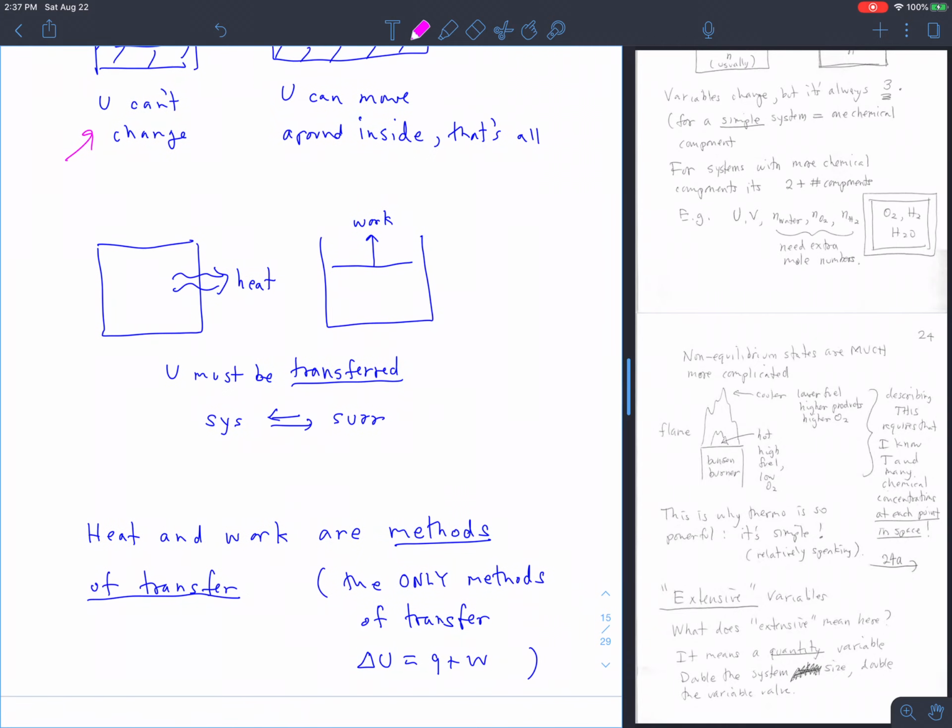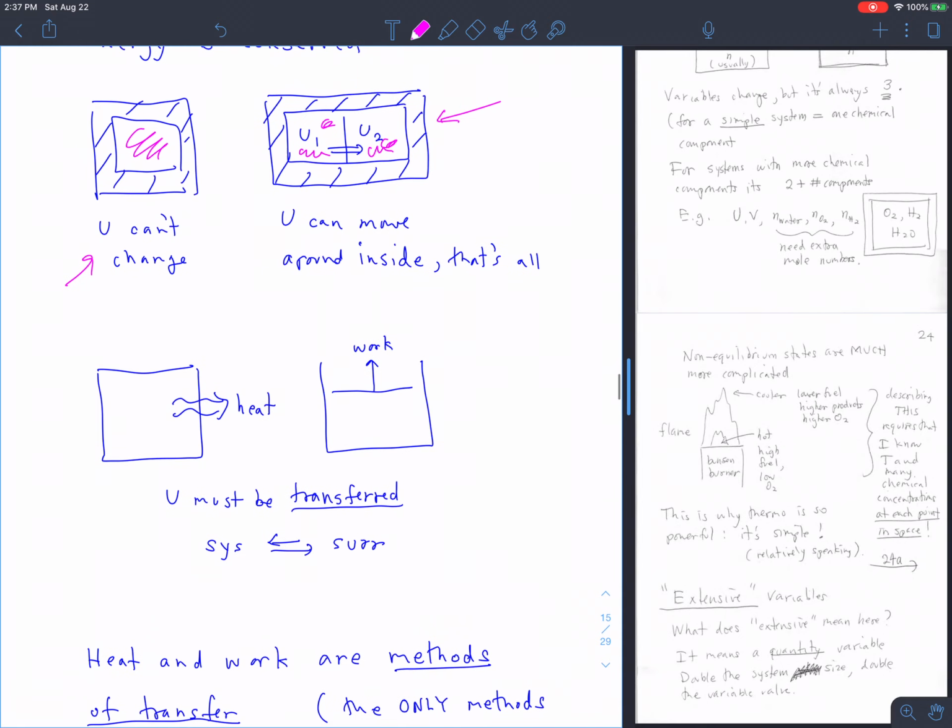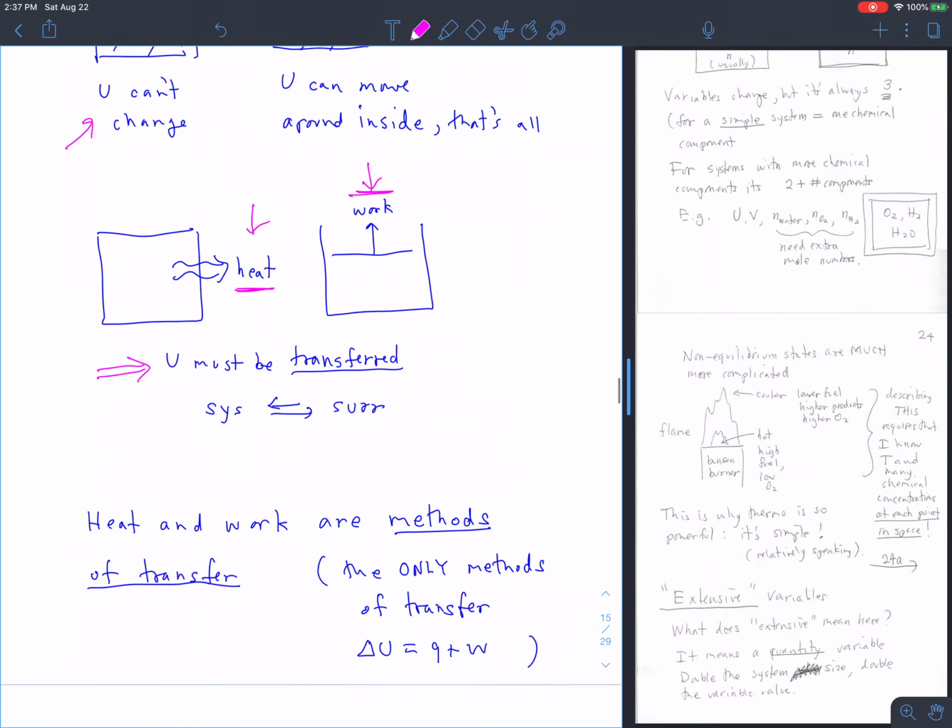On the other hand, if the system is not isolated, if it's open to the environment, if the environment is doing something to it, interacting with it, the energy can change, but there are only two types of energy transfers that are possible. So heat and work are not special kinds of energies in their own right. It's all just energy. There's only one kind of energy. Heat and work are methods by which energy is transferred from the system to the surroundings or vice versa.